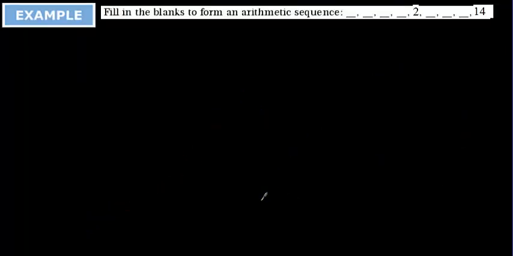Okay, fill in the blanks for my arithmetic sequence. Here, this is not the first term, and this is the last term, but this is not the first term. That's why we have to be careful about that one. A2, A3, A4, this is the fifth term, A5, and A6, A7, A8, and this is the ninth term, A9.